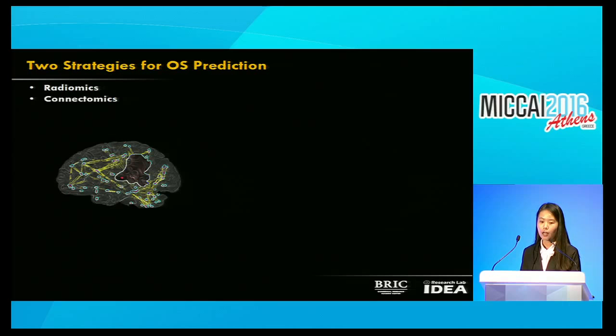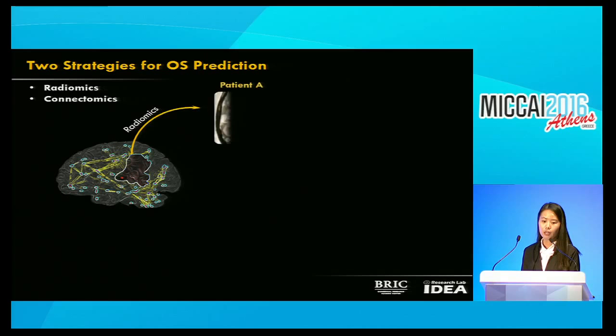We have two strategies to solve this problem. They are from radiomics and connectomics points of view, respectively. To the best of our knowledge, the brain is a complex network. These are brain regions, and this is a link between two brain regions, which is called connectivity. A brain tumor will not only cause lesions in brain images, but also destroy the brain network.